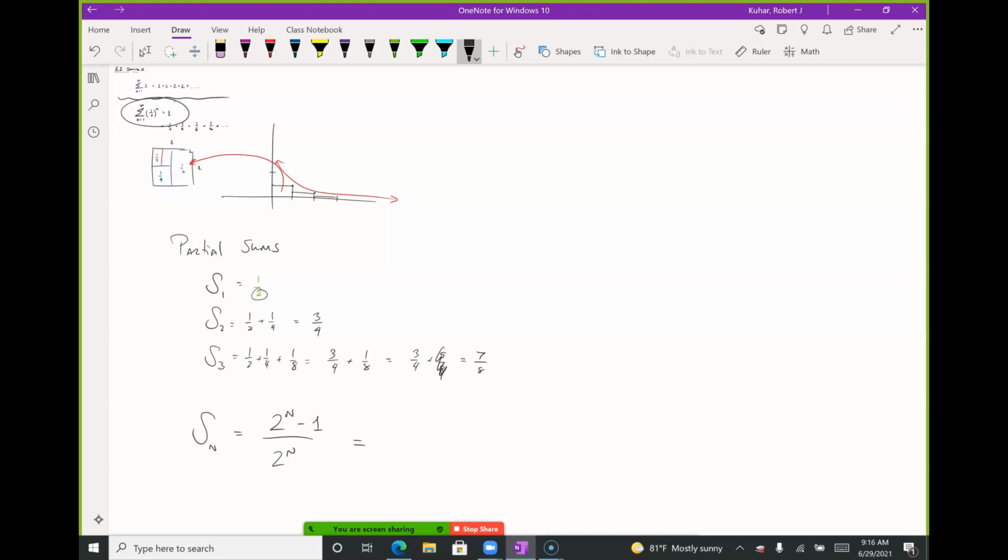So I've got 2 to the n minus 1 there. And so then obviously I'm going to divide and conquer. I've got 2 to the n minus 1 over 2 to the n. So I've got 1 minus 1 over 2 to the n. Is everybody with me? Don't let me go too fast.